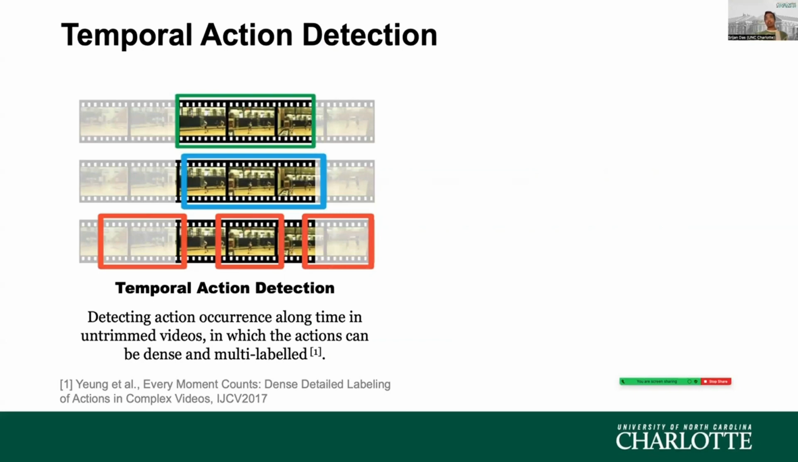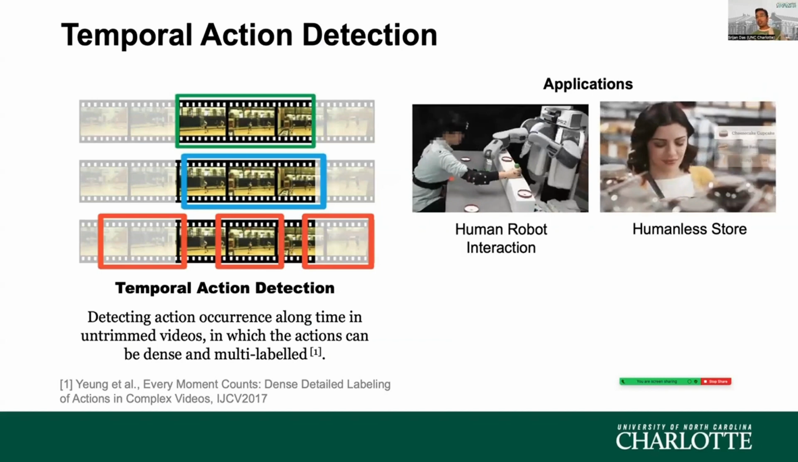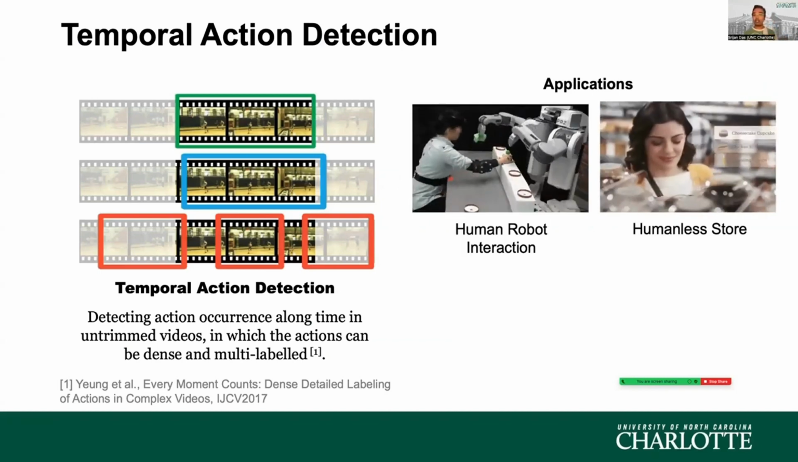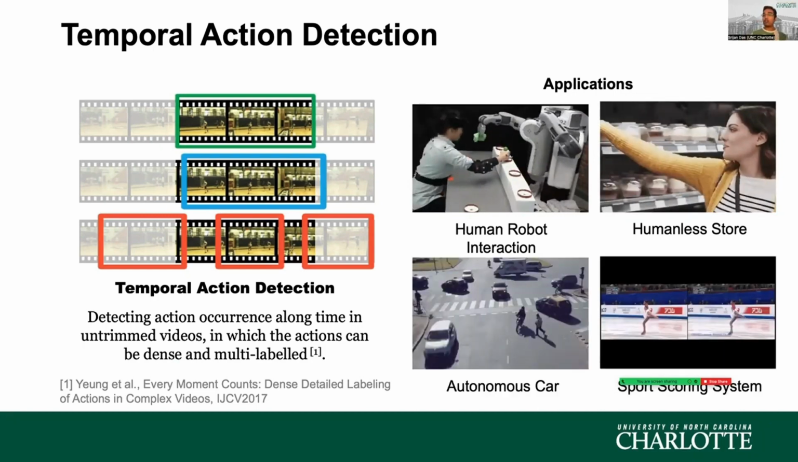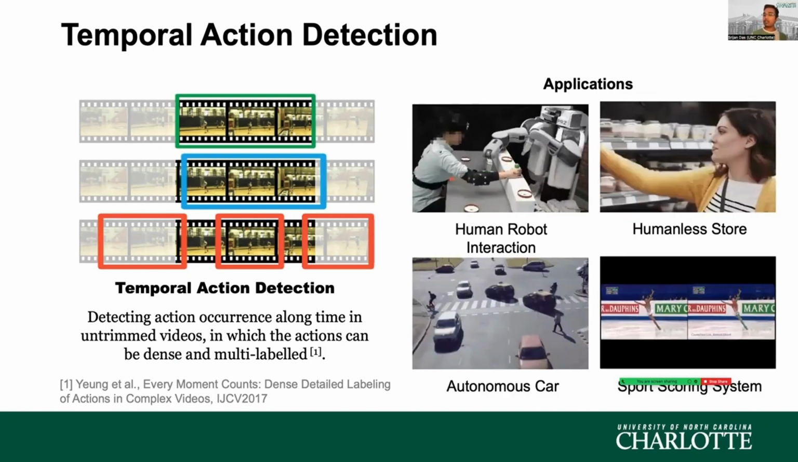So in this work, we will talk about temporal action detection, which is one of the most fundamental and important tasks in video analysis. This task aims to detect the action occurrences along time in untrimmed videos. On the left-hand side, you can see that temporal action detection not only detects the occurrence of an action, but it also classifies what type of action it is. There are many real-world applications related to this task, such as human-robot interaction, autonomous car, sport action assessment, and many more.